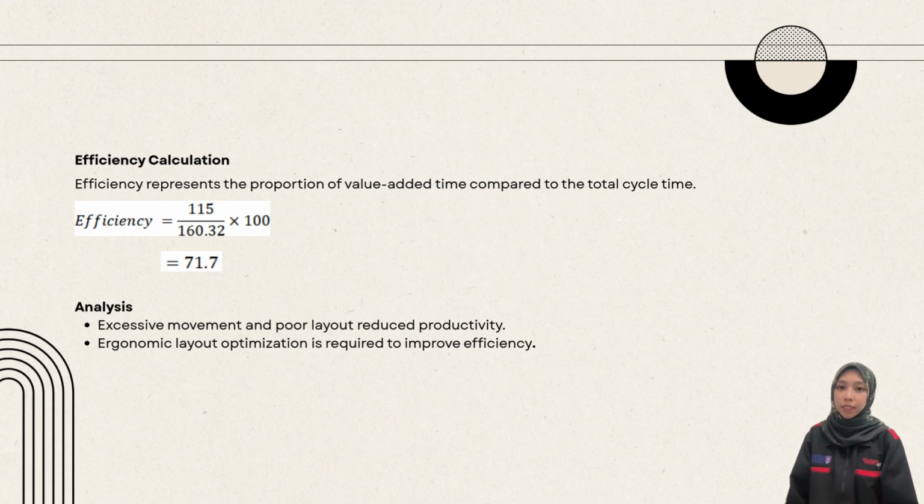The process efficiency was found to be 71.7%, which means that about 28% of the time is spent on non-value-added activities such as walking and waiting. Overall, the result indicates that the current layout is not fully efficient. Excessive movement and poor workstation arrangement reduce productivity. Furthermore, ergonomic layout optimization is recommended to improve the efficiency and the worker comfort.